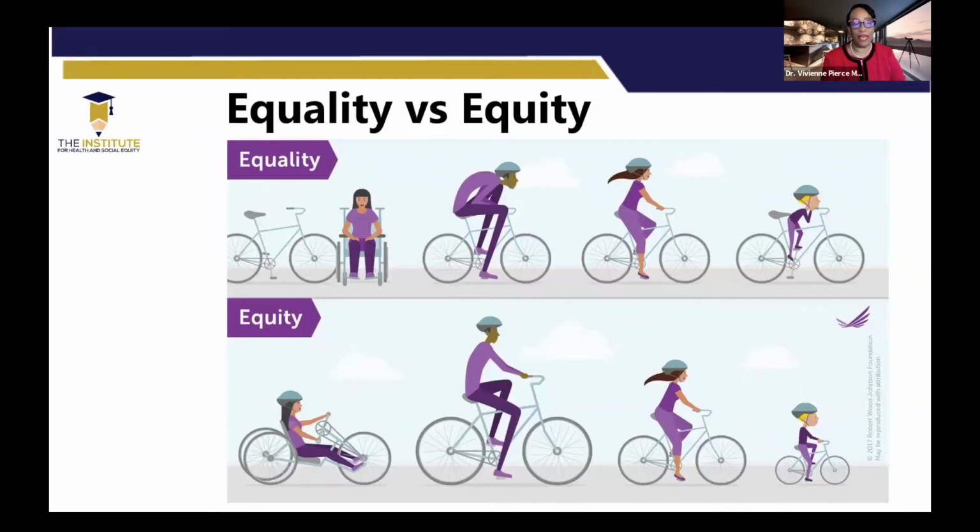Equality versus equity. If you just look at the picture, you can see it. In equality, everyone receives the same resources. With equity, it provides individual resources according to an individual's needs. As you can see, everyone received the same bicycle in equality, but it did not fit all. And then in equity, everyone had a bicycle that met their needs.